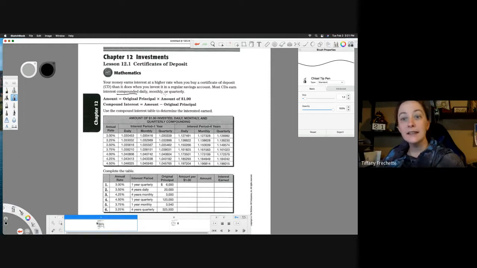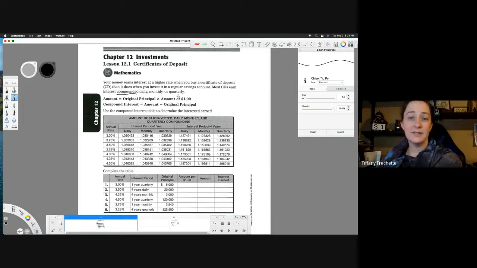If it's monthly, then you earn interest all month long, and then it gets added to the account. That's pretty normal for most like savings accounts. And then once it's added to the account, it starts to earn its own interest also, just like the daily, just not quite as often.